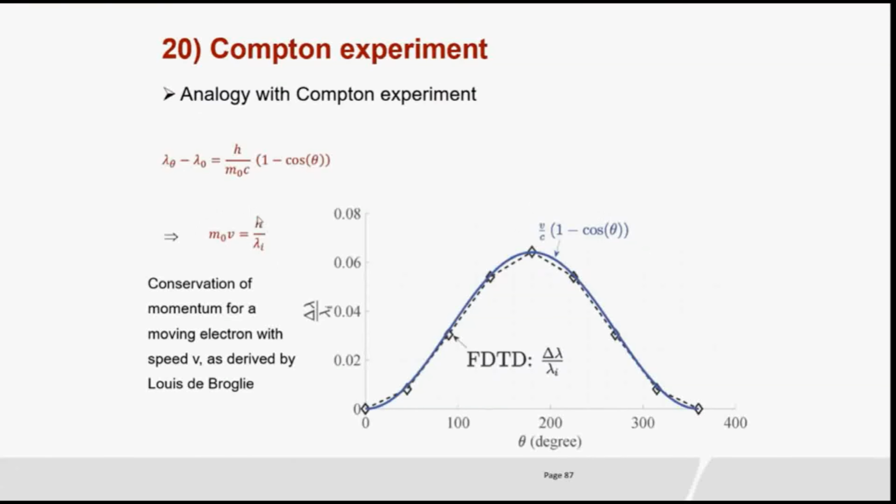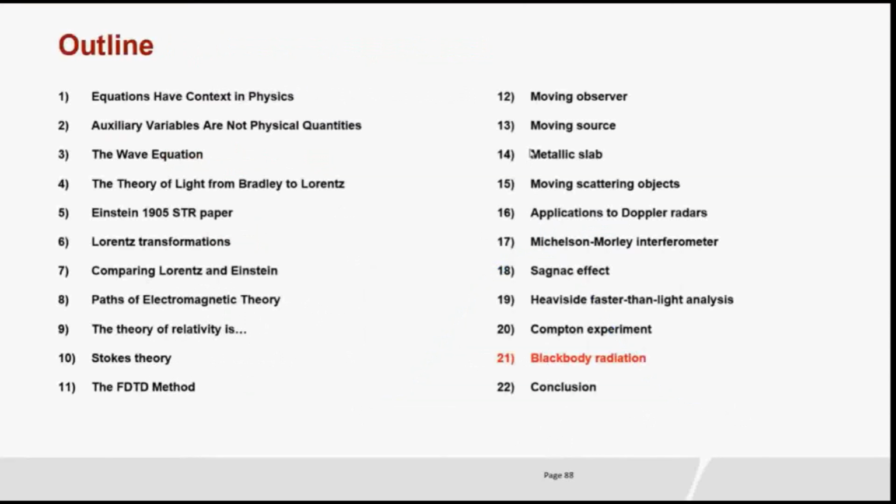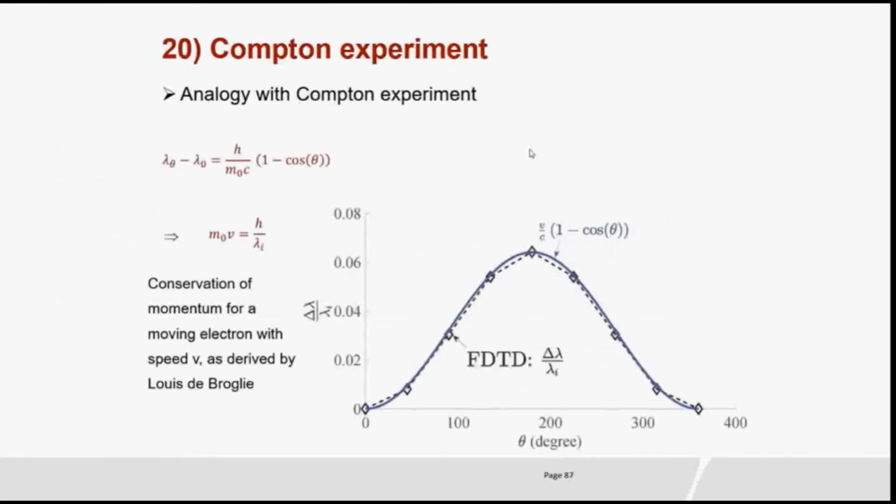And that's interesting because this equation was used by Louis de Broglie. He called it the conservation of momentum for a moving electron. So for us, what we introduce is only v, the speed of motion of the electron. That means the speed of motion will be a function of mass and the Planck constant somehow.